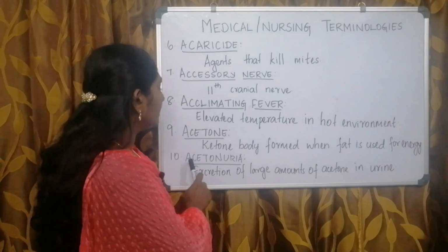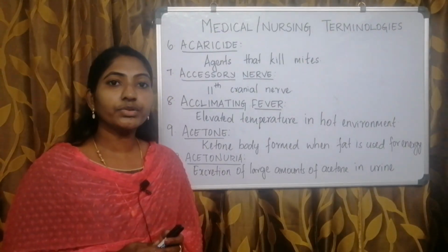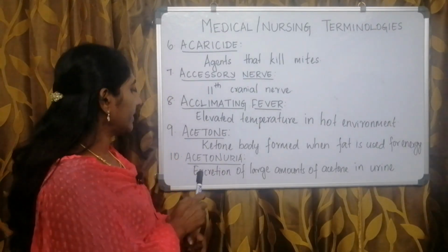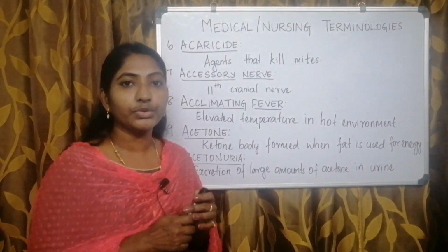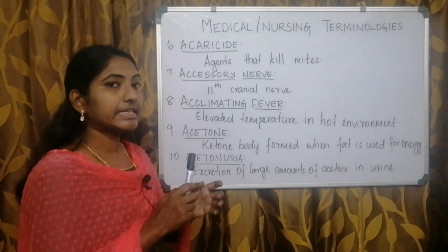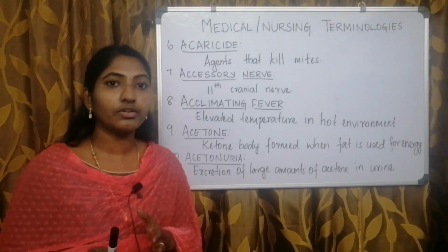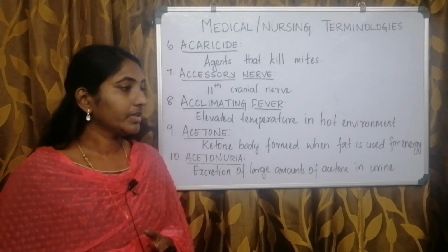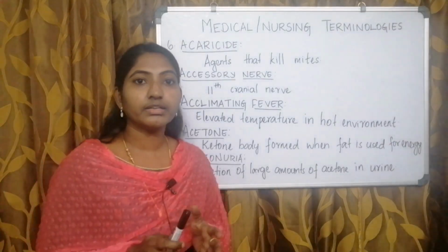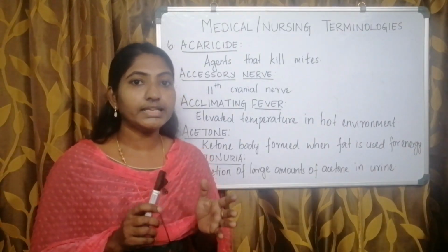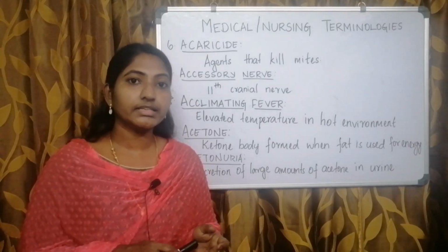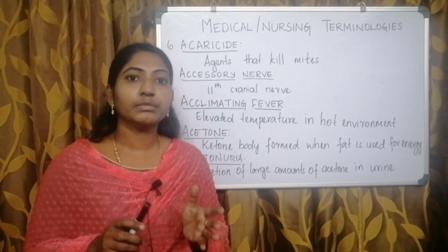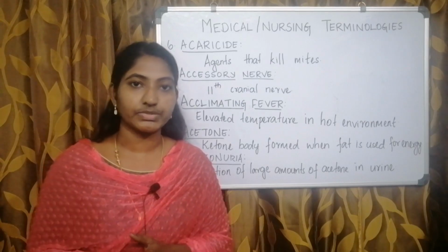Next one is acetonuria. Acetonuria is a term which is used to explain the excretion of large amounts of acetone in urine. Usually acetone is not excreted in urine. It is absent or negative in urine. If acetone is excreted in the urine, it indicates that the patient has diabetic ketoacidosis.